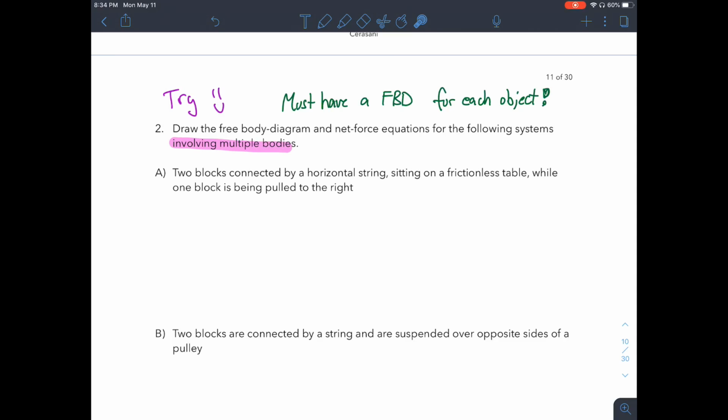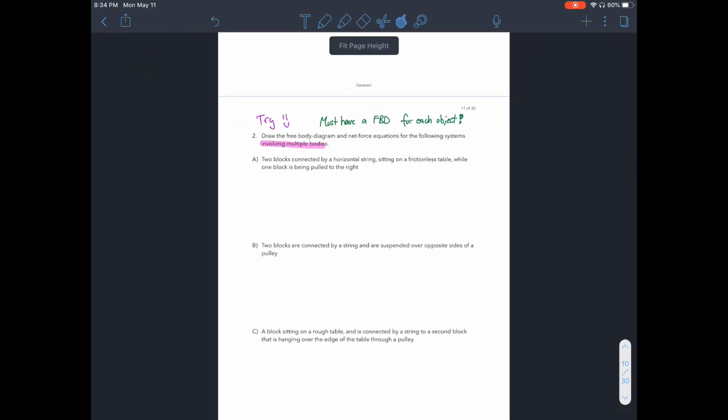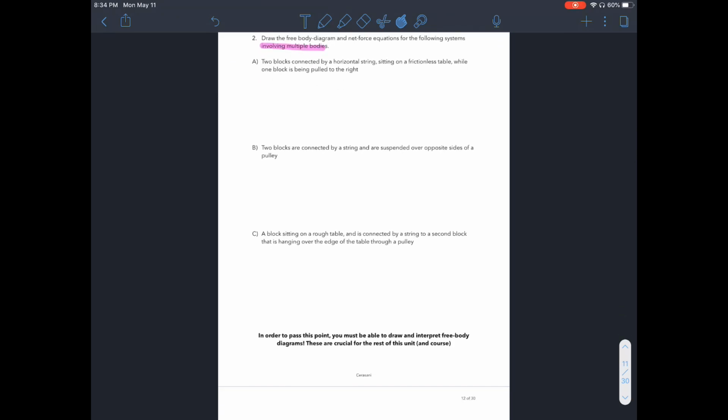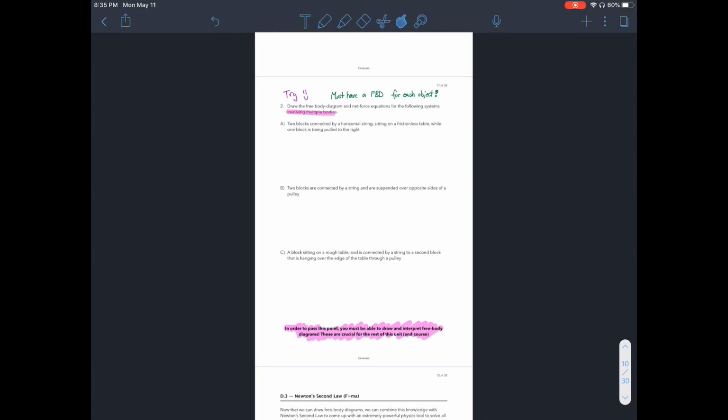Okay. So this right here is our lesson of learning how to draw free body diagrams and how to work with them. In order to go forward in this course, you must be able to draw and interpret free body diagrams in your sleep. Okay, you just have to be able to do this stuff. If you can't do this, you are going to struggle mightily in this unit and into grade 12. So I really encourage you to spend a lot of time on this.